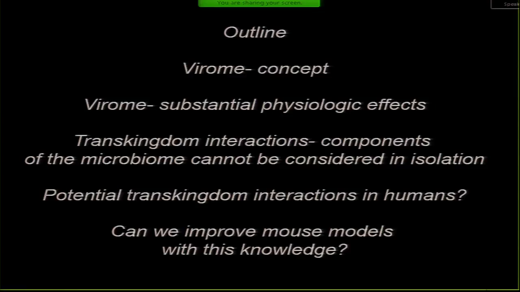So by outline, I'm going to talk about the virome as a concept. I'm going to try to convince you that this set of viruses can have very substantial physiologic effects. That then, if we're thinking about one component of the microbiome, it turns out that these components interact with other components in biologically meaningful ways, such that the silos of expertise that we find ourselves in, virus people, protist people, bacterial people, actually limit how we understand biology because there are interactions between those groupings. And I'm calling those here trans-kingdom. I'm going to talk a little bit about those potentially occurring in humans and then close with a way of using some of this knowledge to change, alter, perhaps improve mouse models. So that's the outline. So we'll start with the virome.